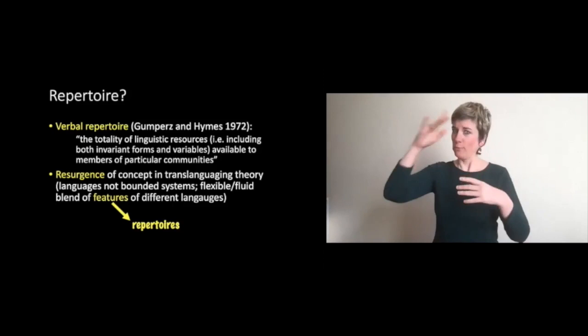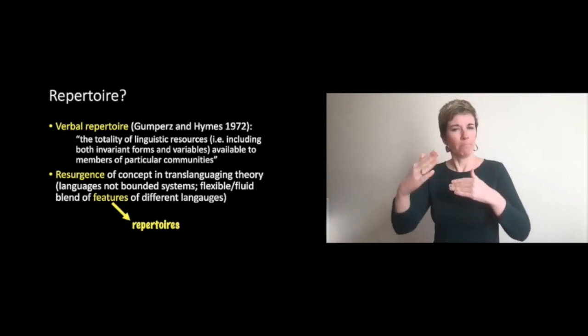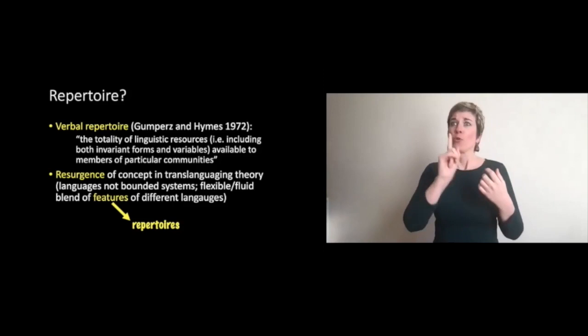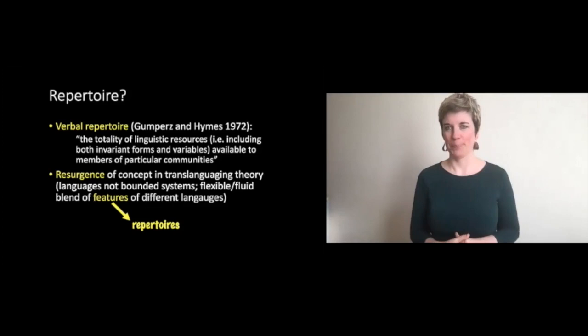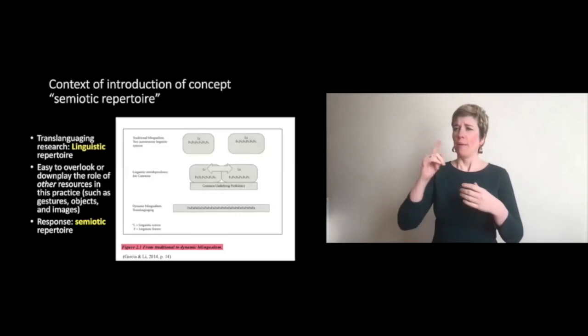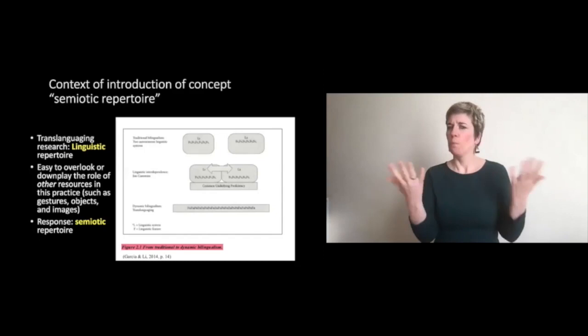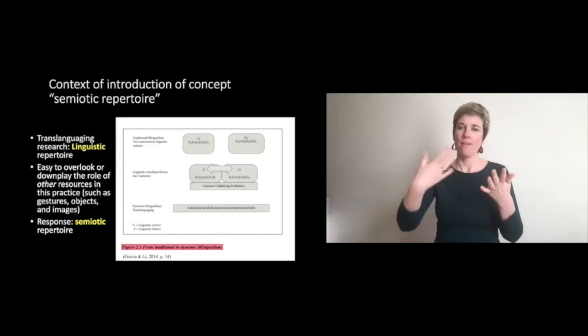Translanguaging theory does not consider different languages to be discrete bounded entities, but rather as more fluid, flexible, blended systems. It focuses on how people actually use languages and on the features that they use. And when considered together, those features are termed a repertoire. To date, many people have talked about linguistic repertoires. For example, you can see on the screen this illustration that was taken from a book published on translanguaging by Garcia and Li Wei.